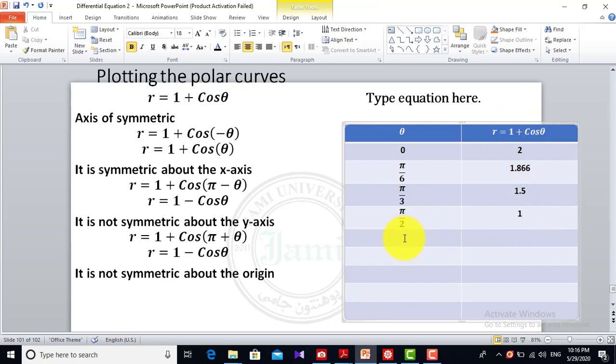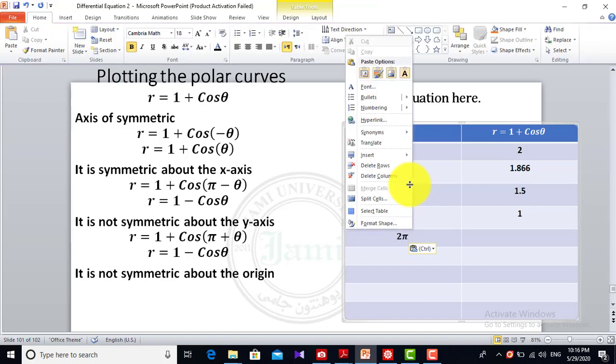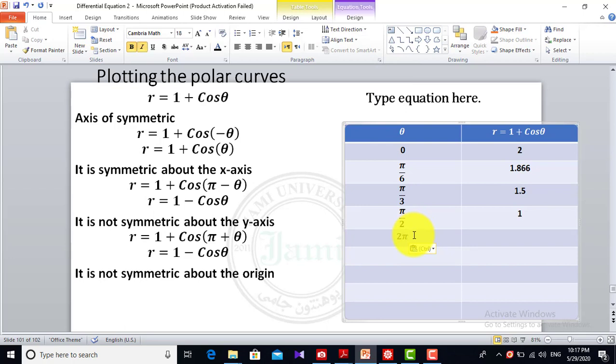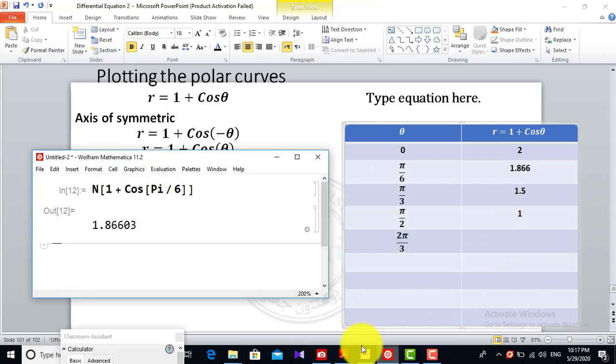The next value I will be giving is 120 degree or 2 pi by 3. So if I give 2 pi by 3, I can calculate here 2 pi by 3. So what I will be getting is 0.5.